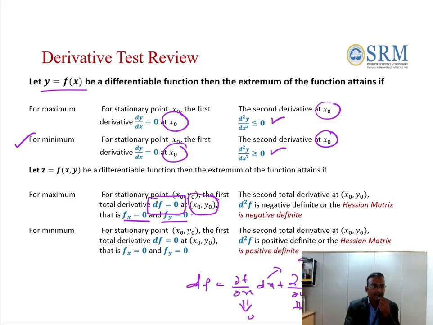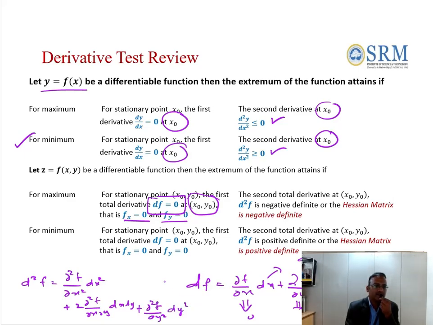After finding the stationary point, you go for the second order total derivative, that is the second total derivative d square f. What is d square f? d square f is dou square f divided by dou x square into dx square plus 2 into dou square f divided by dou x dou y into dx dy plus dou square f divided by dou y square into dy square. This is our second order total derivative.